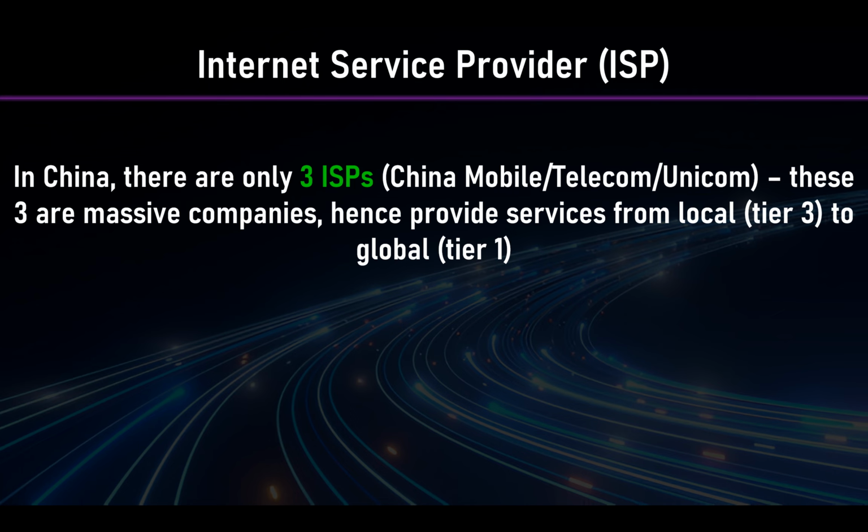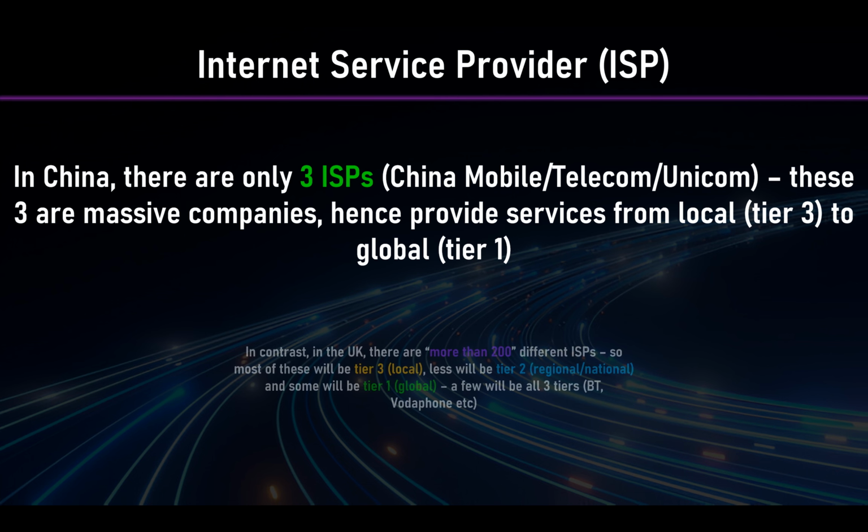Okay. So if you're not in China, this is not really relevant. But in China, for example, there are only three ISPs: China Mobile, China Telecom, and China Unicom. These three are massive companies, hence they provide services from local, tier 3, to global, tier 1.